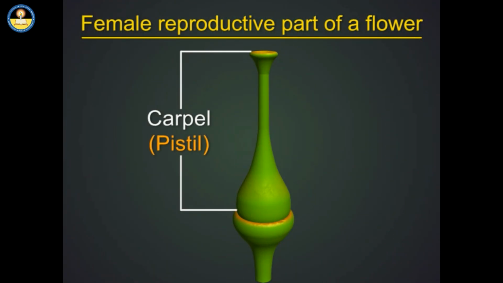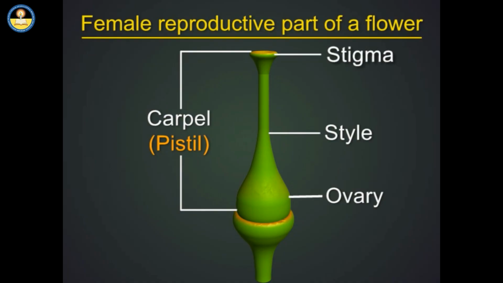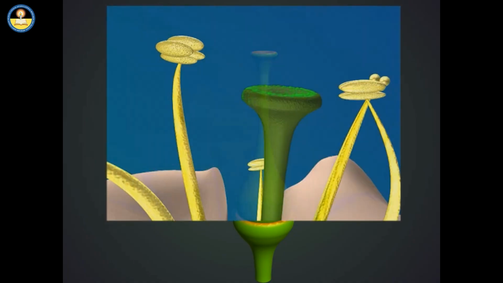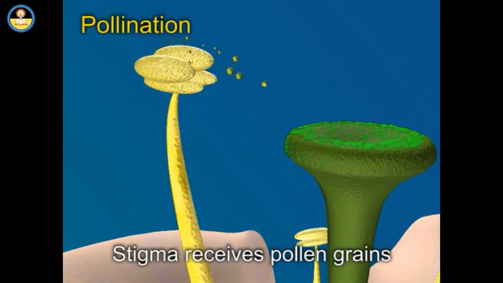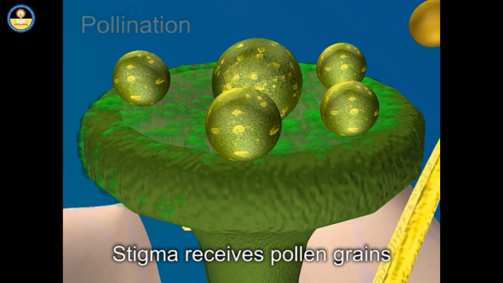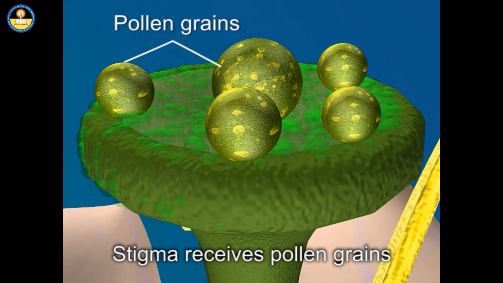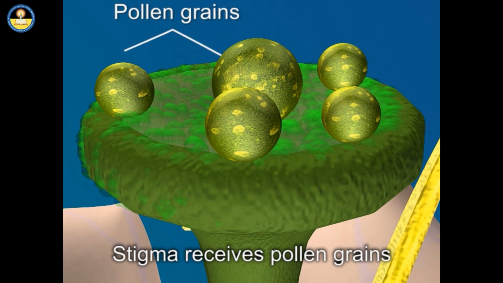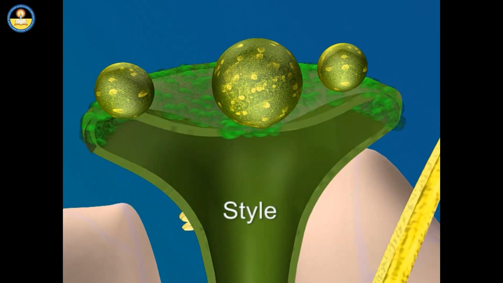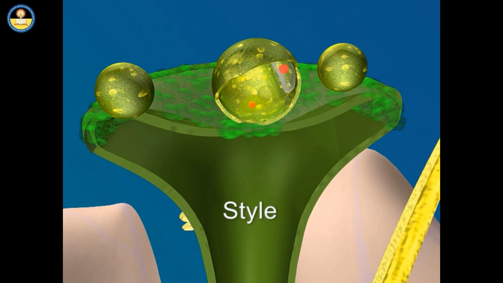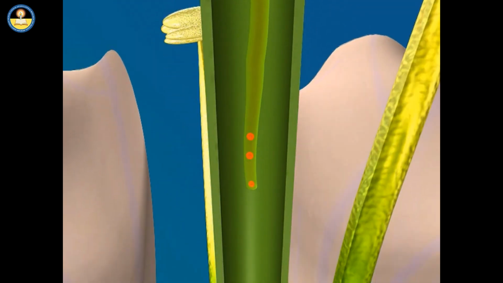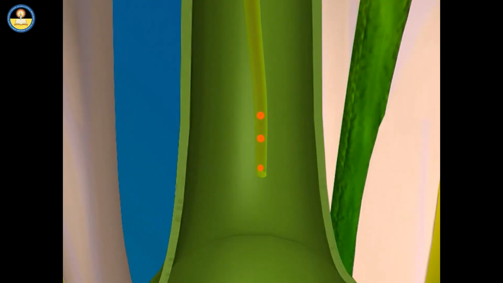Each carpel is made up of the basal ovary, middle style, and the upper stigma. The stigma is a sticky structure that receives the pollen grains. The style is hollow and provides a passage for the male gametes to reach the female gametes, the eggs.